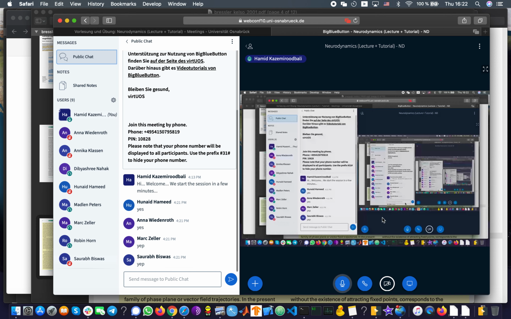So, welcome to the new session. In this session, we are going to talk about several things, like linearization and bifurcation types, and solving some practice sheet questions, and drawing some bifurcation diagrams.